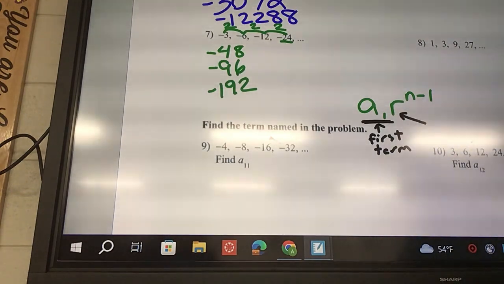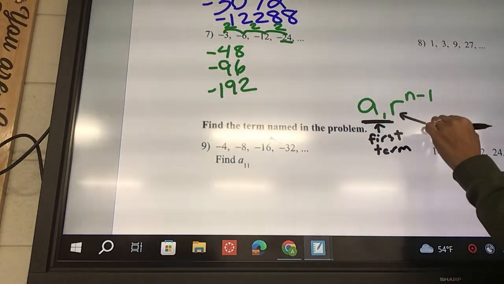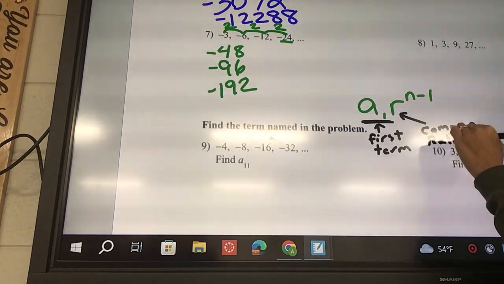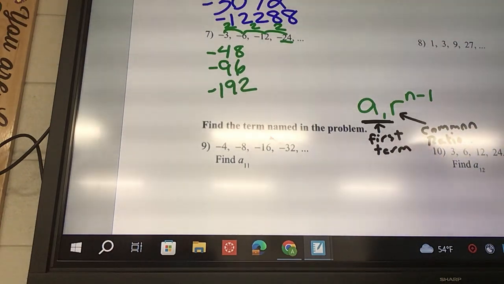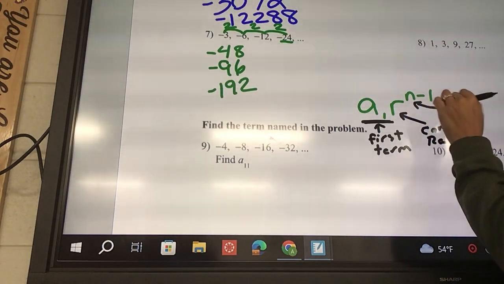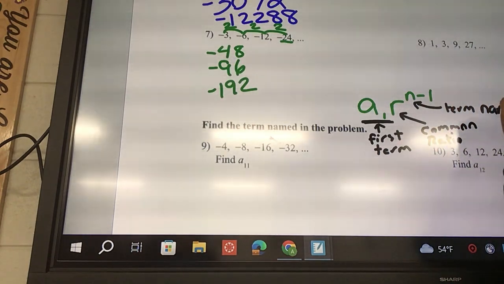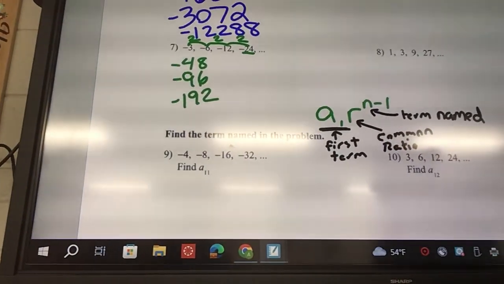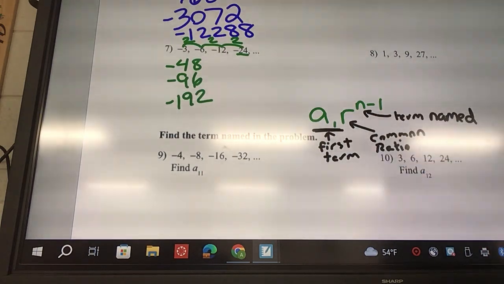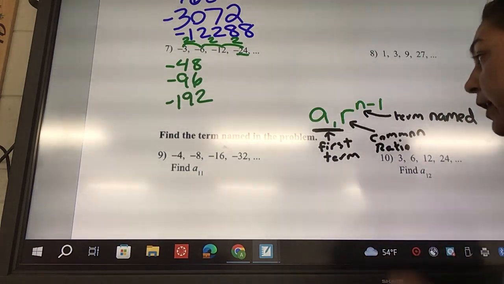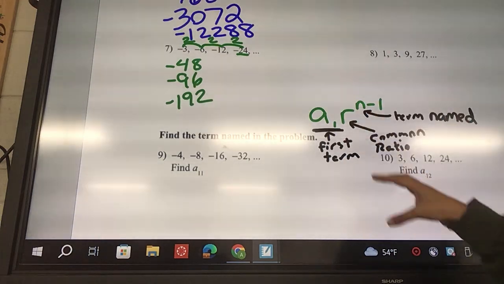The r is our common ratio. And then lastly, the n is the term named, the one that you need to find. So take a second and pause the video if you need to. Copy this formula down. There is no way that you can do these without the formula, and there is no way you can do these without one of my calculators. Not your phone calculator, because the phone calculator cannot do the exponential.